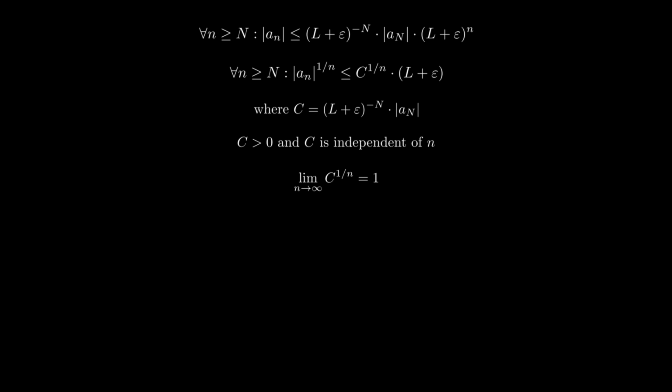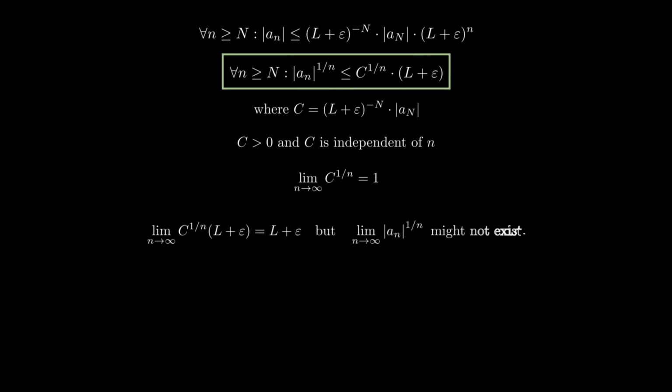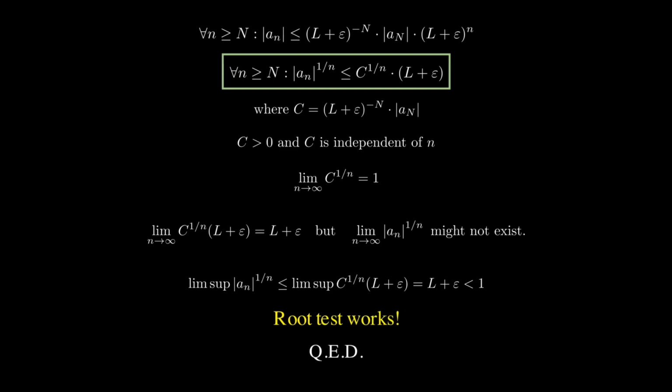Now, we have to be a little careful here. It's tempting to take the limit of both sides of this inequality. The right-hand side has a limit of just L plus epsilon, but the left side might not have a limit. That's the whole reason we have the new and improved root test to deal with these cases. But we can instead take the lim sup of both sides. It's not hard to show that if the terms of the first sequence are less than or equal to the corresponding terms of the second sequence, then their lim sups follow the same relationship. So this gives us that the lim sup of the nth root of the absolute value of a sub n is less than or equal to L plus epsilon, and we know that's less than 1. So the root test works on this series, and we are done.